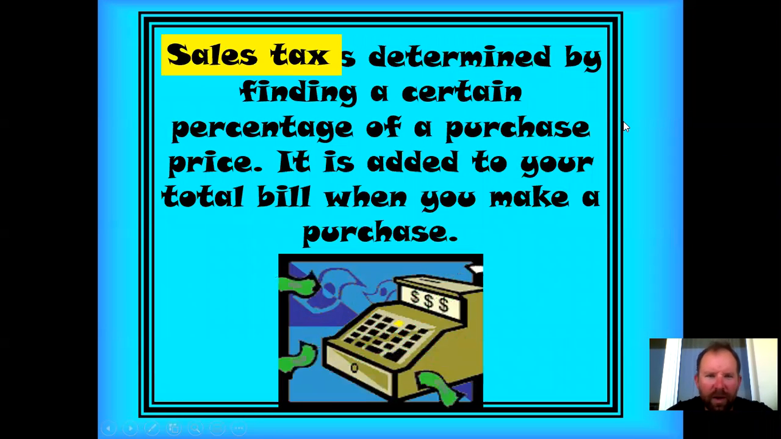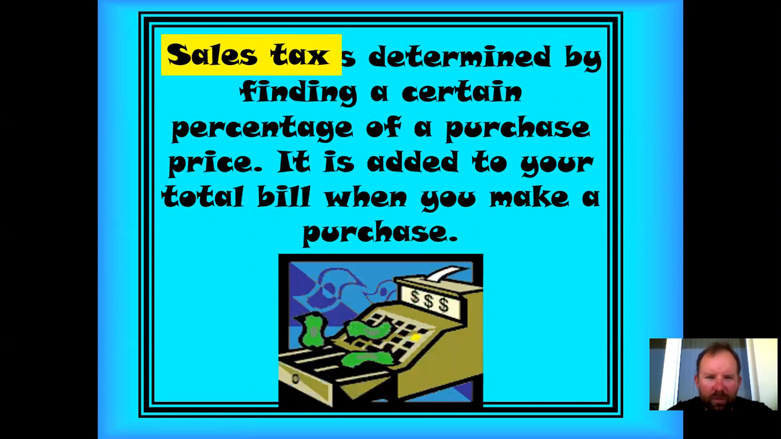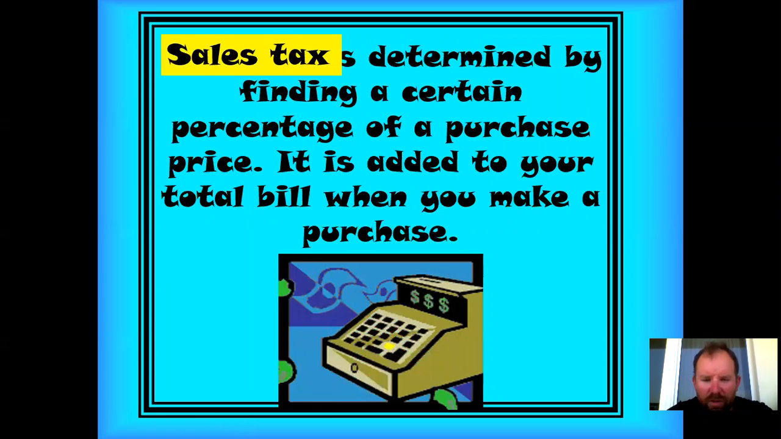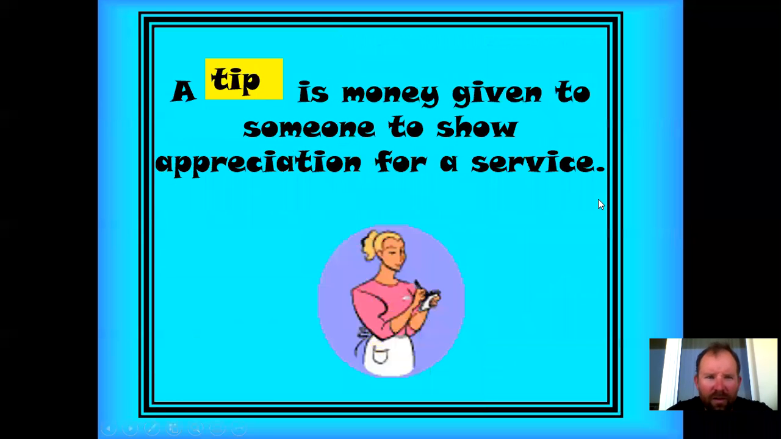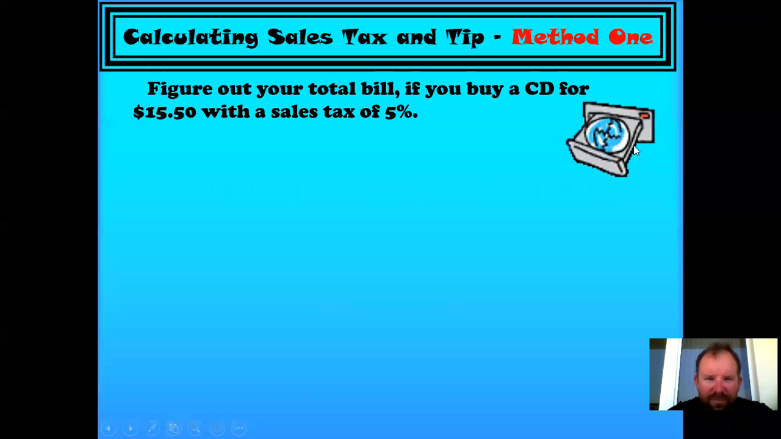Sales tax is determined by finding a certain percentage of the purchase price. It is added to your total bill when you make a purchase. A tip is money given to someone to show appreciation for a service given. All right, so calculating sales tax and tip.